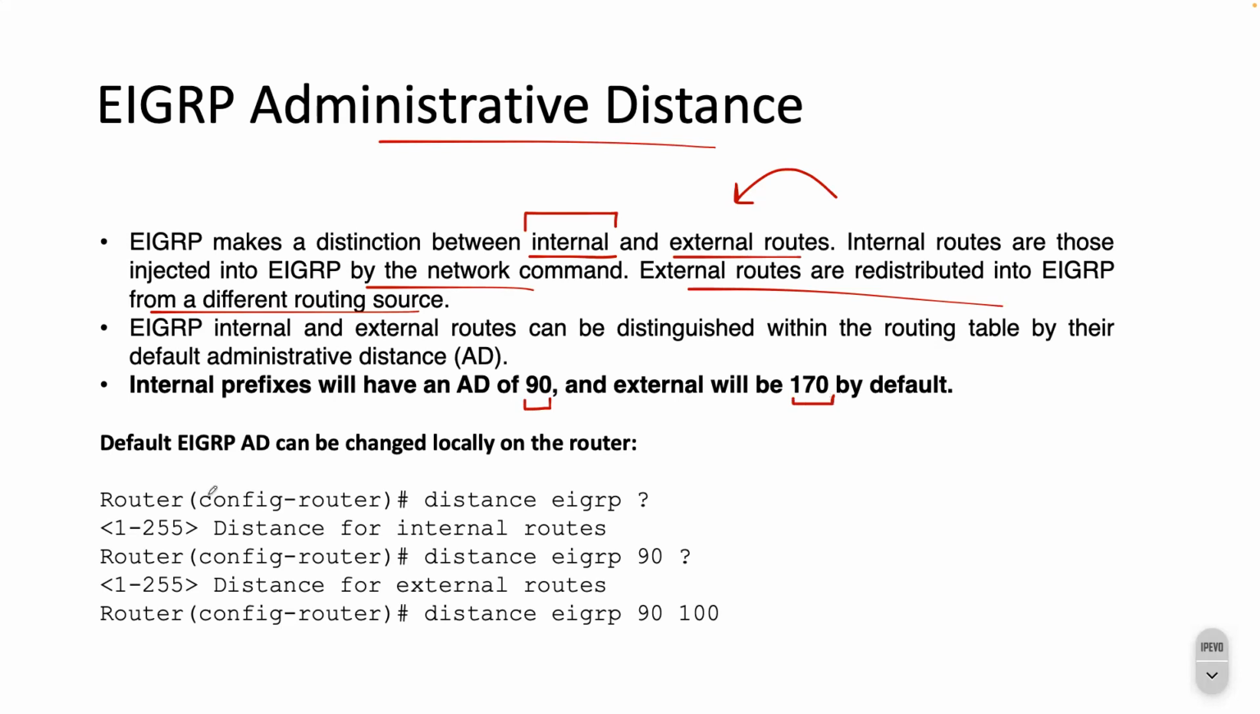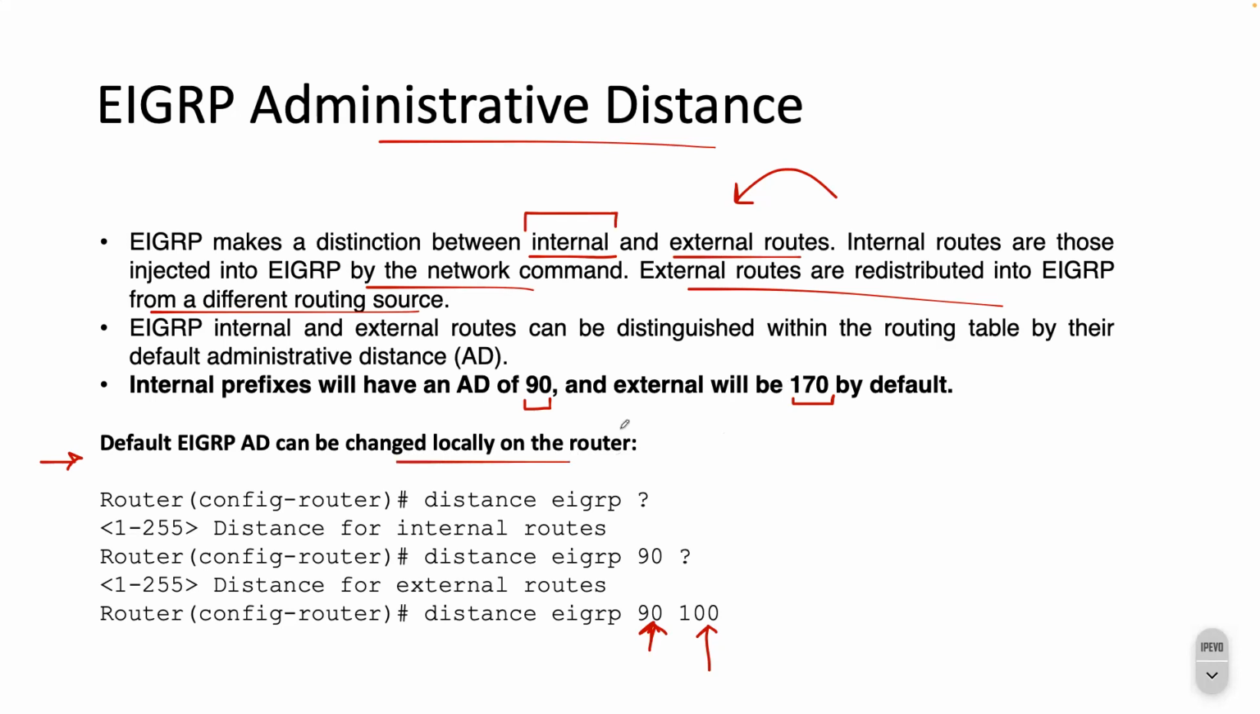But this value, as I told you, can also be changed, and this is the command: distance eigrp, and then two numbers we can specify. First, we specify the AD value of your internal routes. Second is the AD value of your external routes. We can change that, but this is also changed locally on the router. It will not be advertised with our routes. AD is never advertised with our routes.